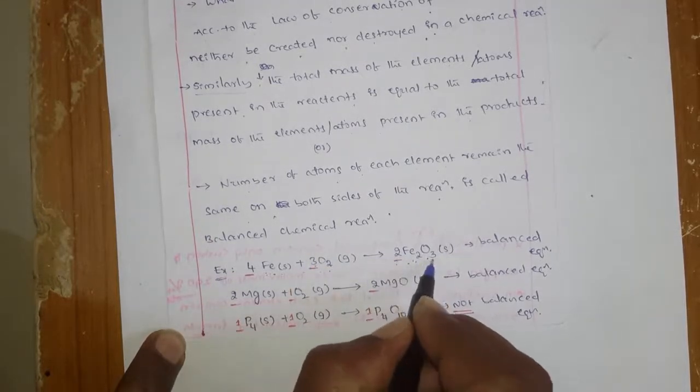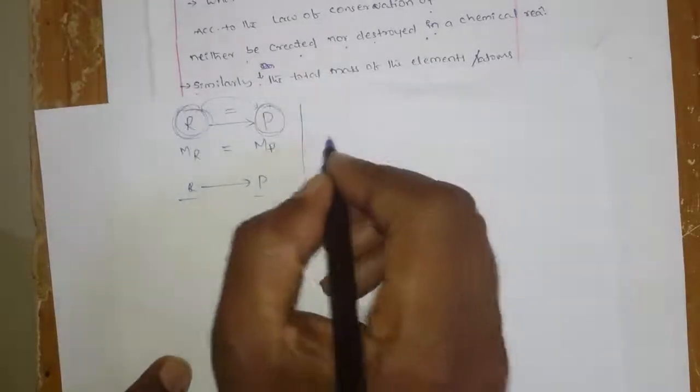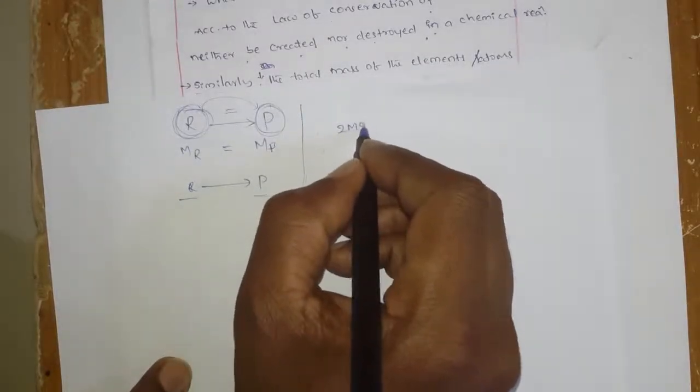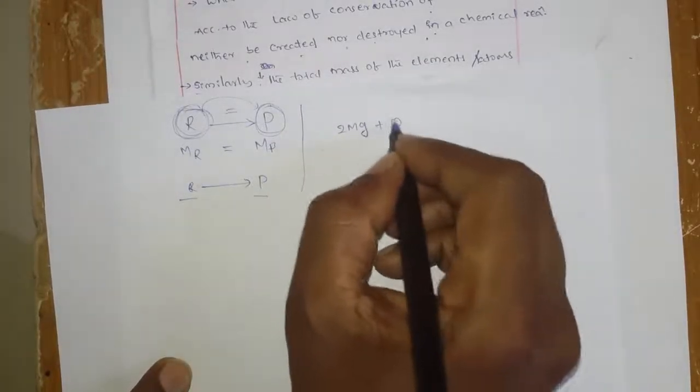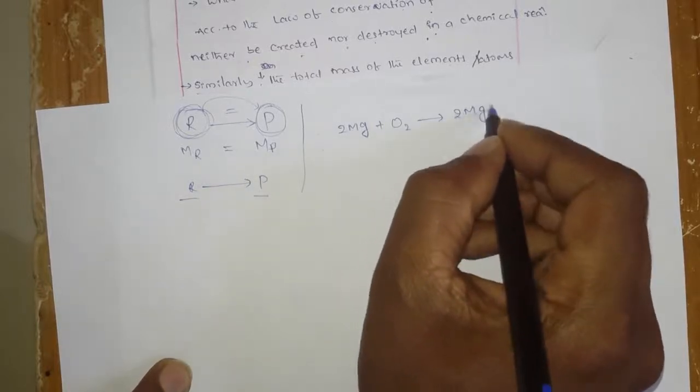2 into 3, 6 oxygen. So that overall it is a balanced chemical reaction. Okay, and next I'm going to write one more reaction. 2 moles of magnesium atoms react with one oxygen and give 2 MgO.